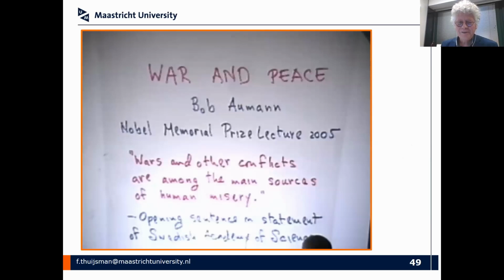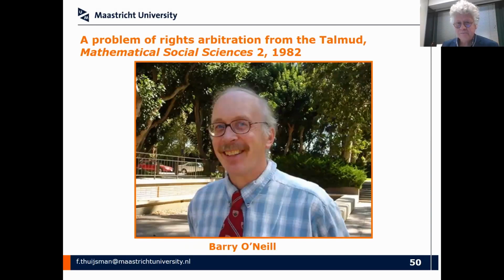I just tell you that game theory touches on very many diverse areas, and it also touches on war and peace, which was the title of Bob Aumann's Nobel Prize lecture, because war is the most extreme way of conflict and peace is the most extreme way of cooperation. And everything in between is game theory. So yes, we're touching on many different fields.